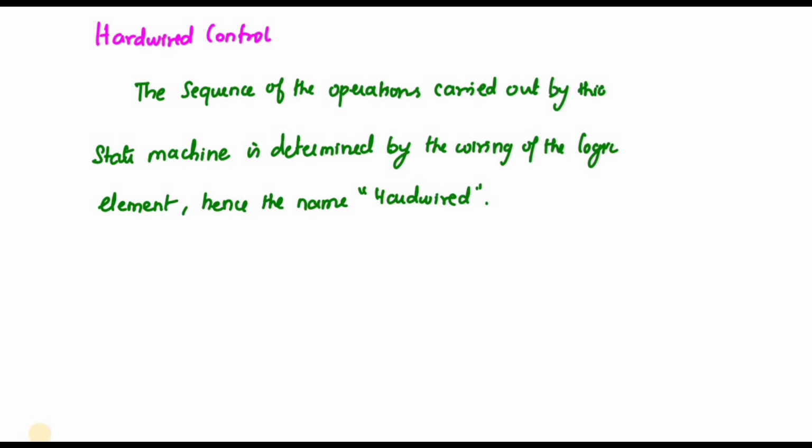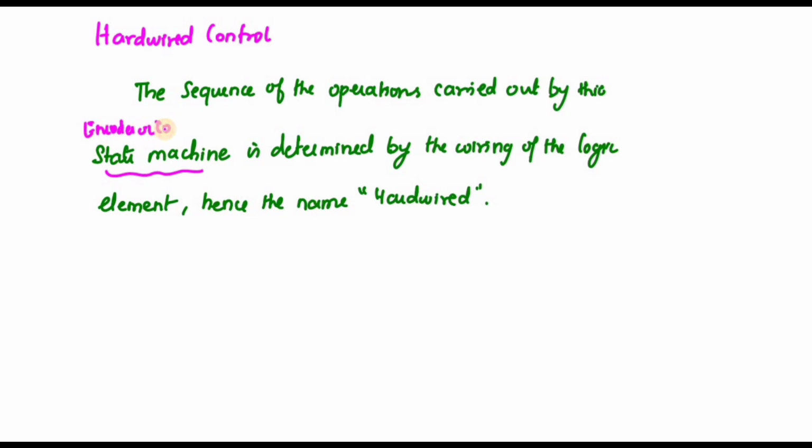Here the state machine is nothing but encoder and decoder, combination of encoder and decoder. Okay. So it is a combination circuit, right? Encoder and decoder. So it is a combination circuit, right, which is determined by wiring of the logic element. Hence, it is called as hardwired control unit. So it is less flexible.